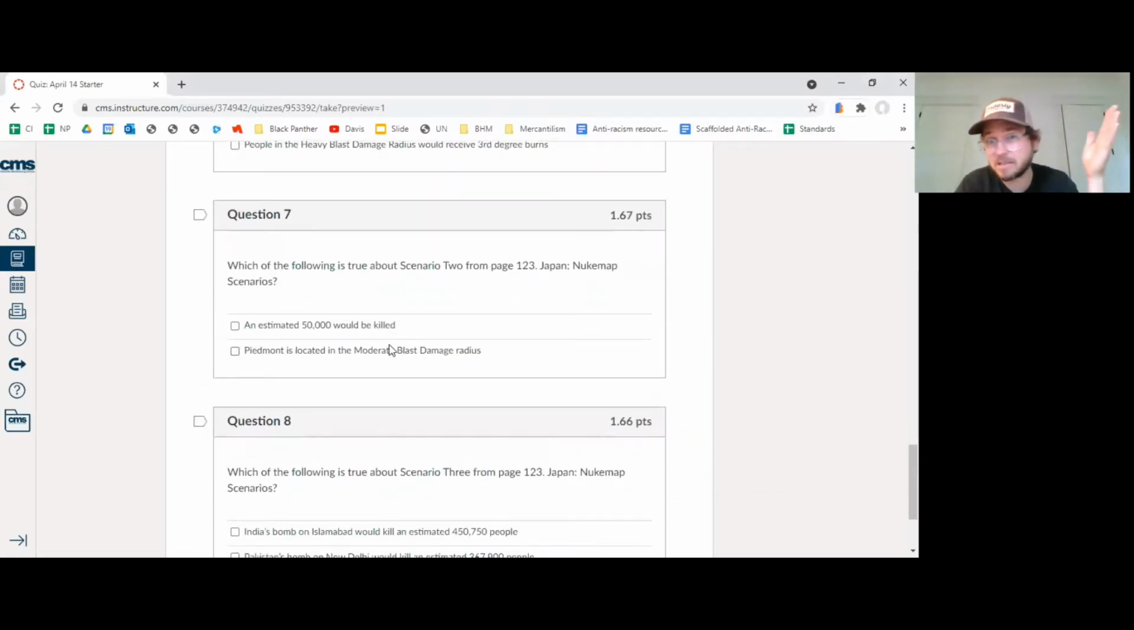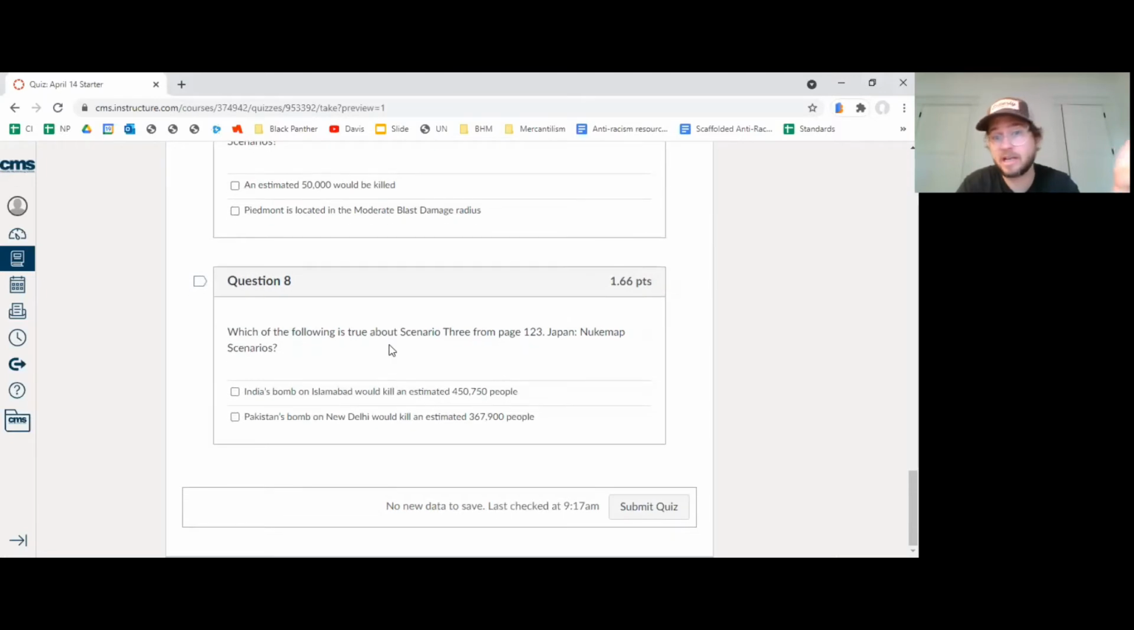Question 7 is about scenario 2 of the nuke map, and question 8 is about scenario 3 of the nuke map. So go ahead and work on that now. I'm gonna give you a solid amount of time here, but let me know when you're done in the chat, so I know when we can move forward, or just to give me a good idea of how long this is going to take. Go ahead and work on that now, please. Thank you.